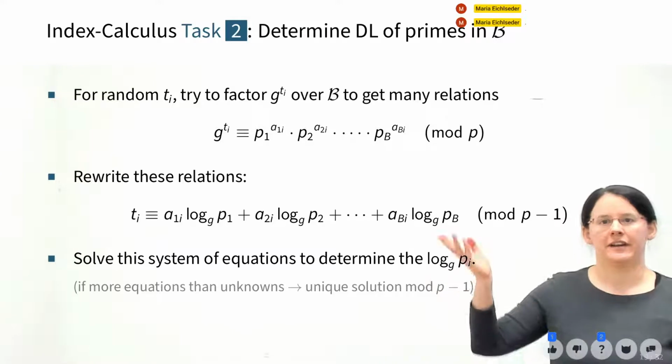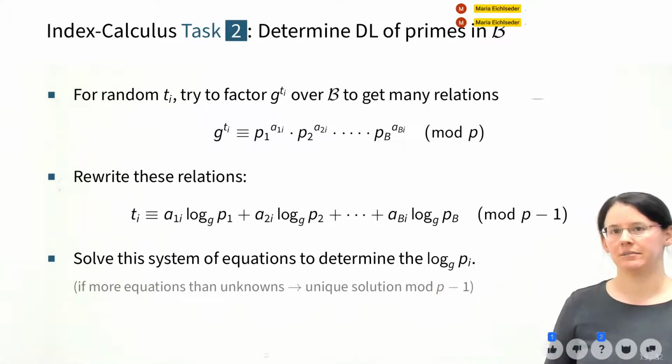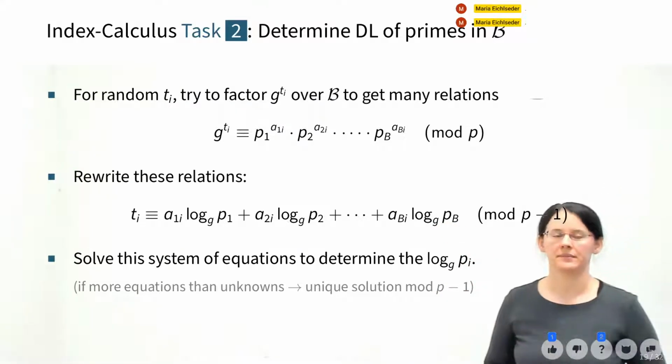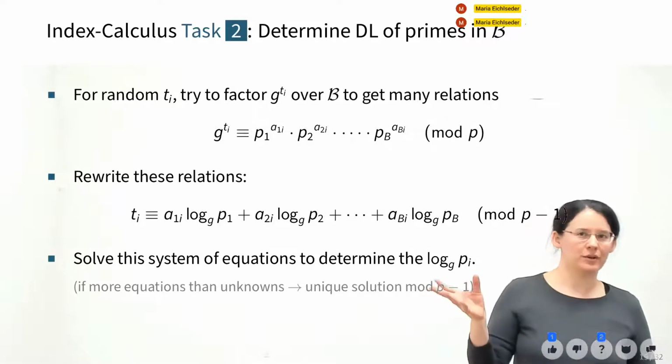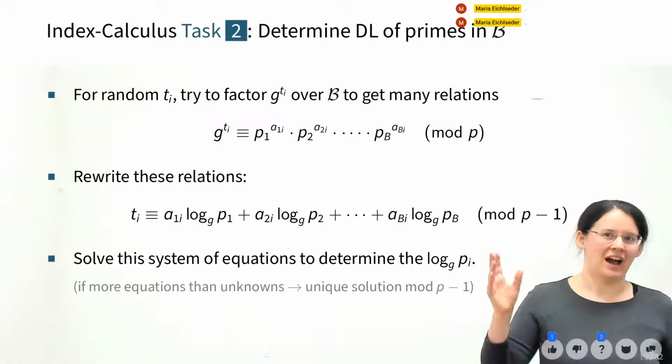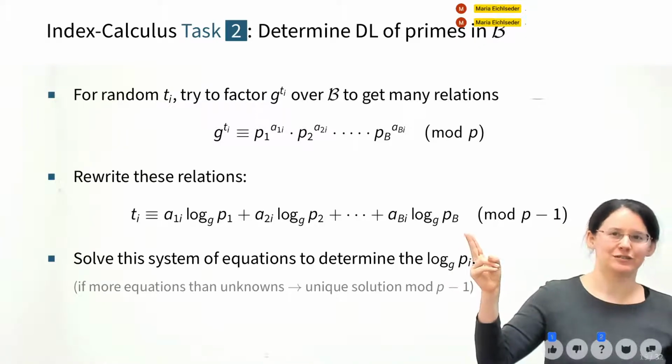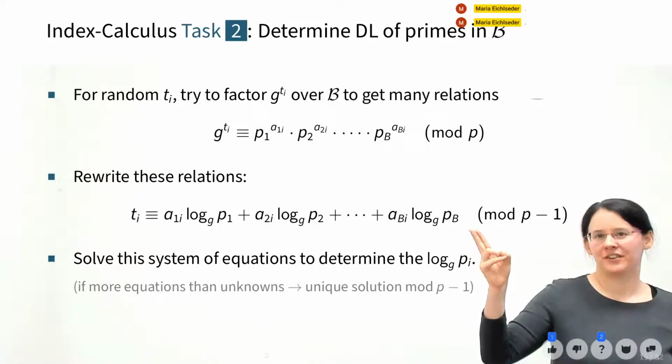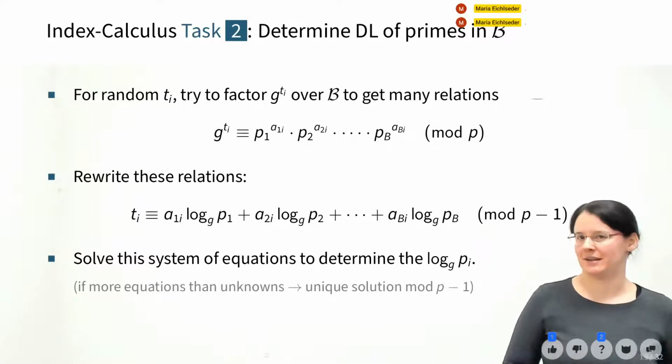As soon as I have enough linearly independent equations, I can do that. And solving an equation system is, asymptotically speaking, cheap. However, when I have a really large factor base, it actually turns out that this can be the dominating step of the whole thing.